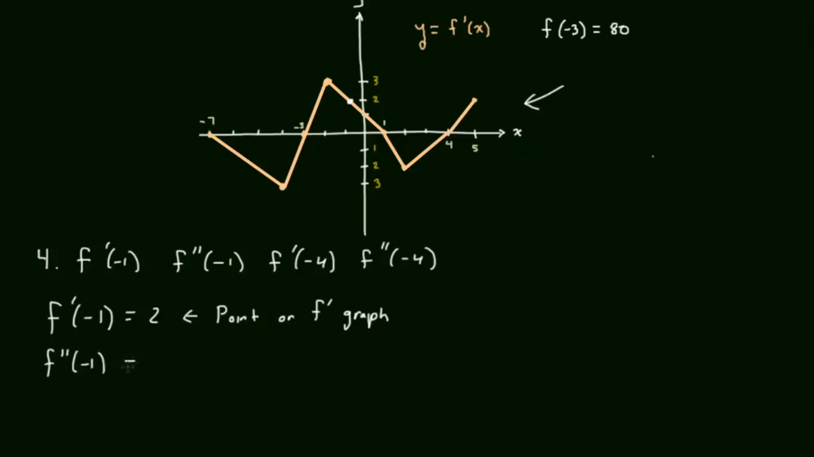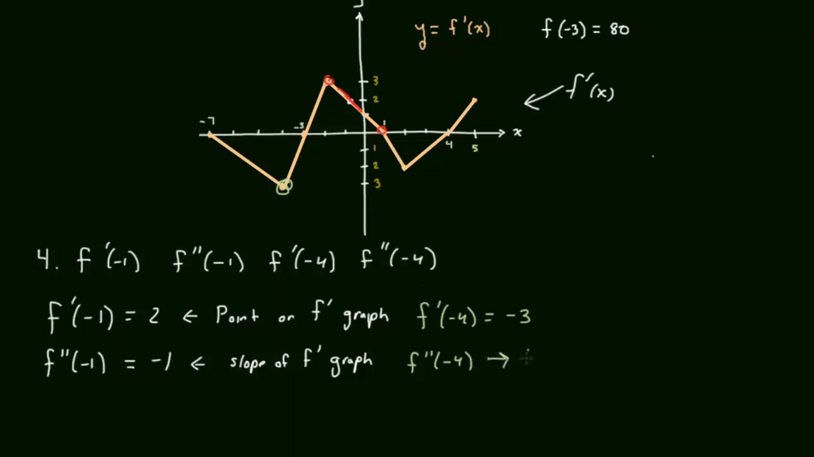F double prime at -1, well, since this is f prime of x, f double prime will be the derivative of this graph, so I have to compute the derivative at -1, and if I pick 2 points, I can determine that that slope is going to be -1. Now, f prime at -4, point on the graph at -4, is equal to -3. That's a point on the graph. And f double prime at -4 would be the derivative here, but we see this corner, and since it's a corner, the second derivative of f does not exist.